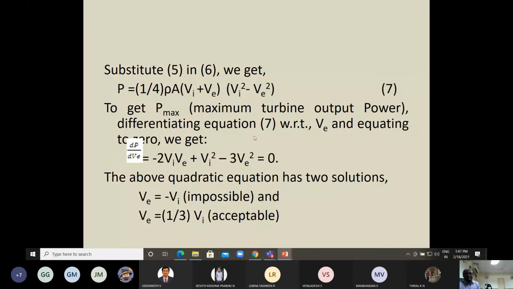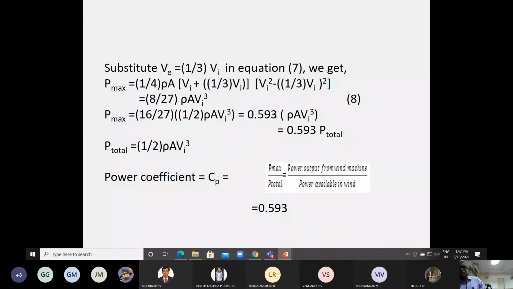And then after substituting and rearranging, and with the differential equation, you get V suffix E equal to minus V suffix I, and that is impossible. And VE equal to 1/3 of VI, that is acceptable. Substitute VE equal to 1/3 of VI in equation number 7, and with all this substitution and rearranging, after that you can get 0.593 P total.